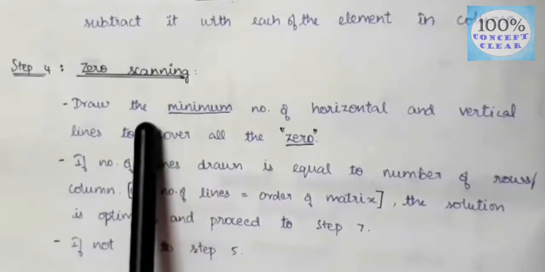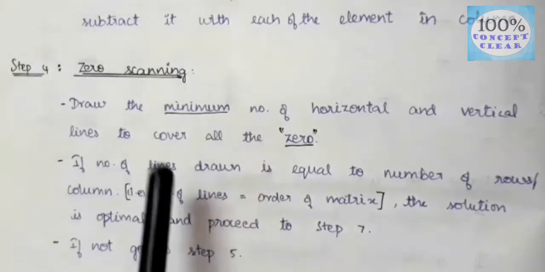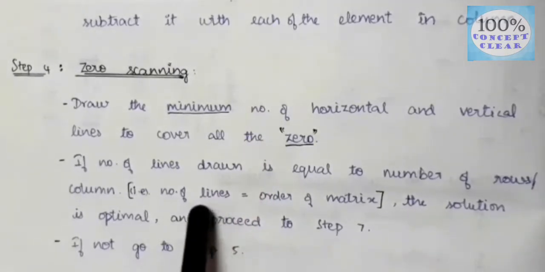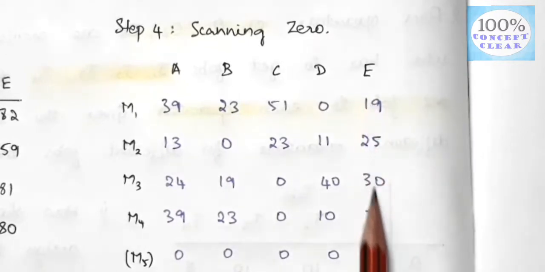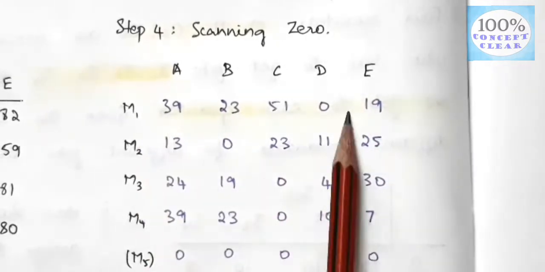So first draw these lines and check whether the sum satisfies this condition. For scanning 0, just rewrite the elements that we got in column reduction. So in step 4, we have 2 conditions. That is, the first condition is we should draw only horizontal and vertical lines. Horizontal lines means like this, and vertical lines means like this. So we can draw only horizontal and vertical lines and not cross lines like this. So this is the first condition.